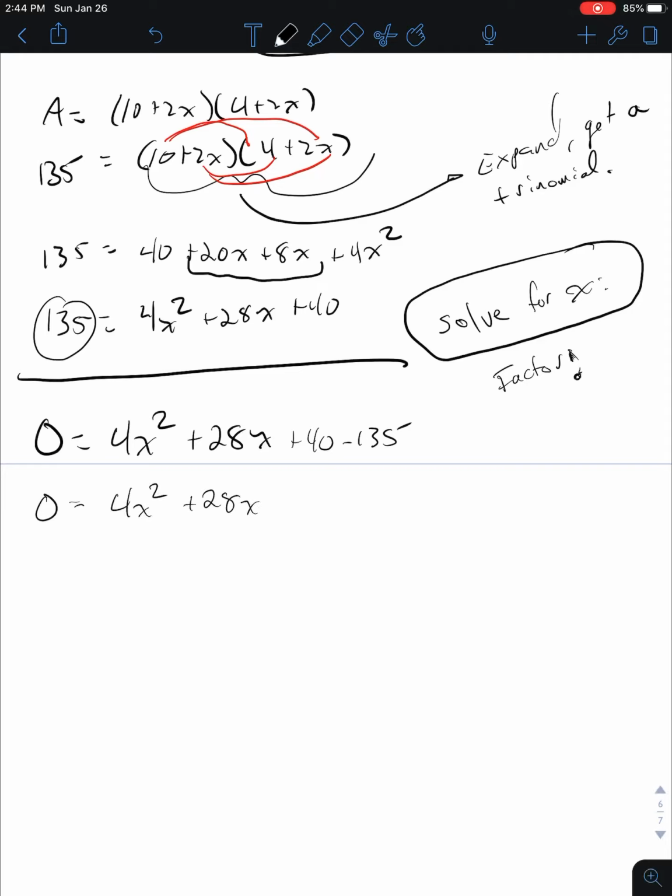So now 0 equals... It's minus 95, I do believe. Make sure, so we don't get the wrong answer for no reason. Negative 95. Okay. Did you have plus there? No, I erased it. Minus, yeah, okay. Now we've got to factor.